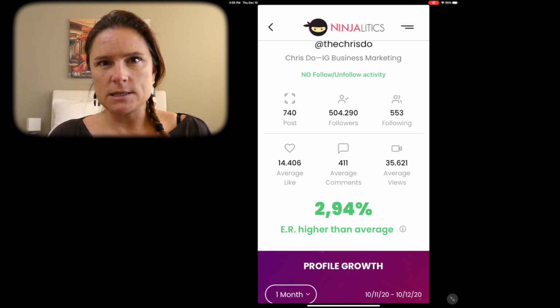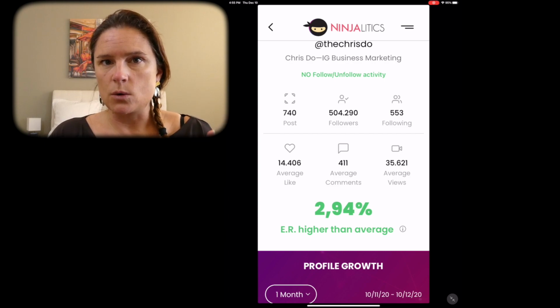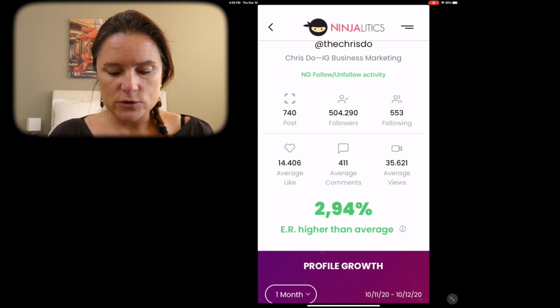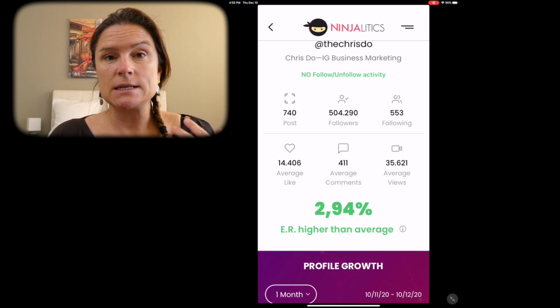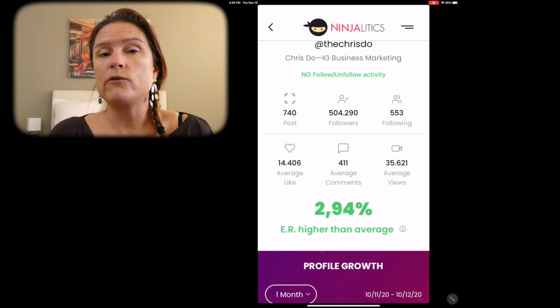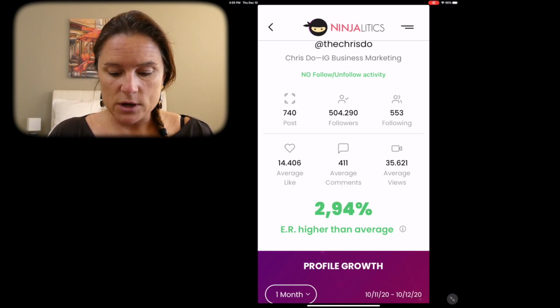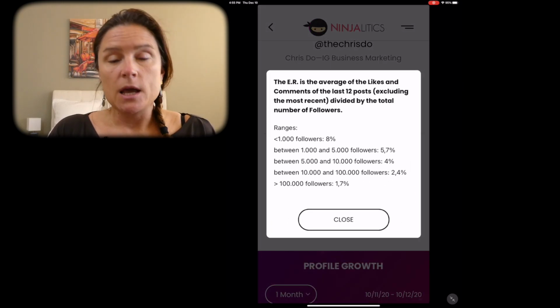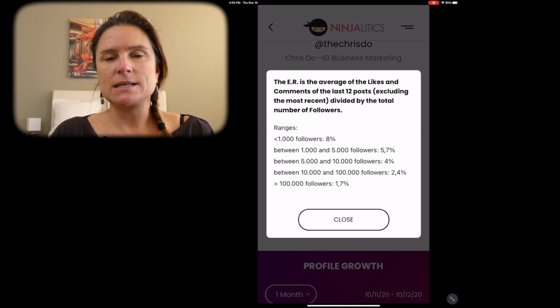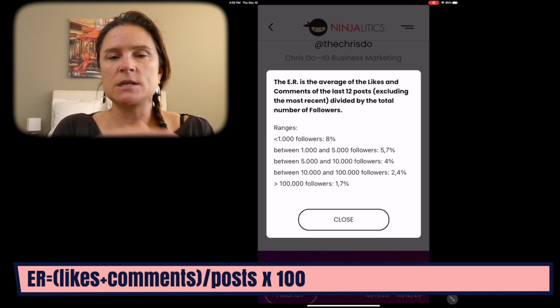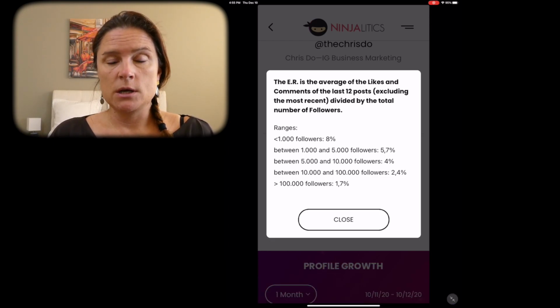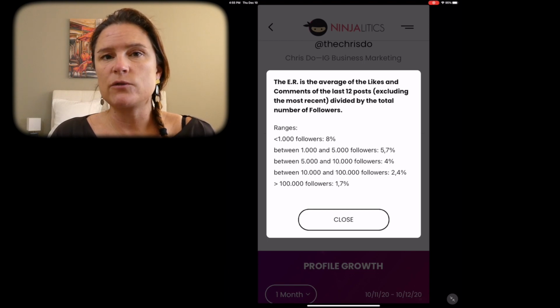Some people will look at this number and tell you it's a low number, but you have to know that the engagement rate very much depends on the number of followers you have. If you click on the i here, engagement rate is the number of likes and comments divided by the number of posts times 100. Said like that, it's a bit boring, which is why it's much easier to have an app that tracks it for you.